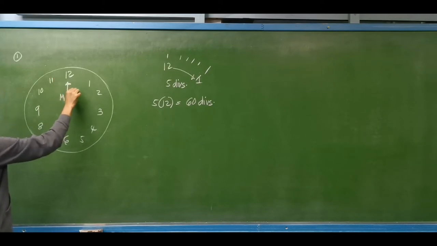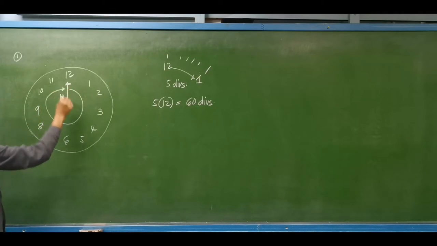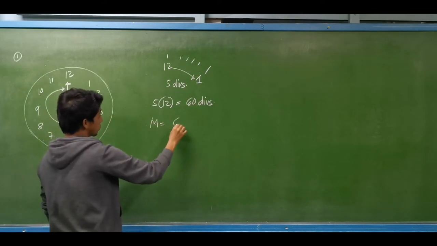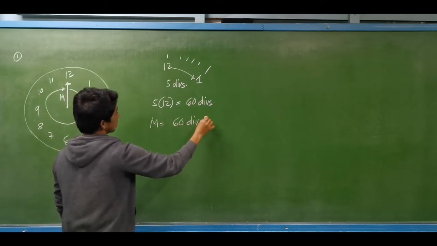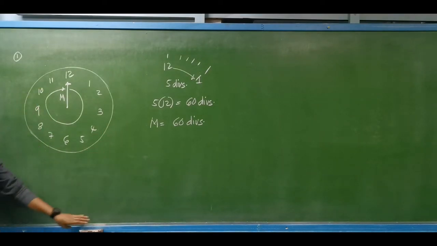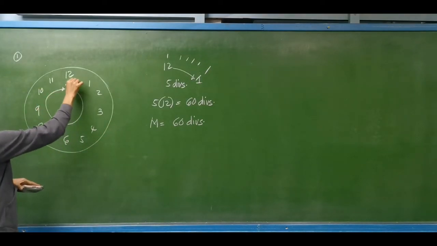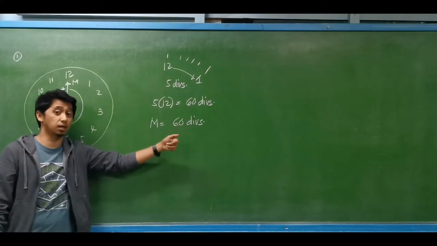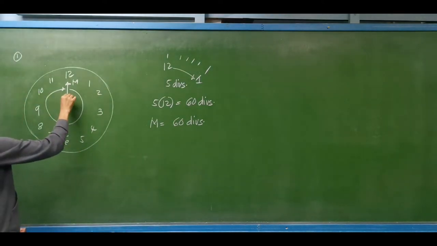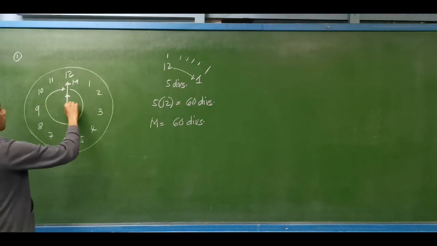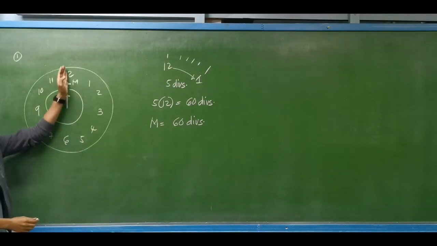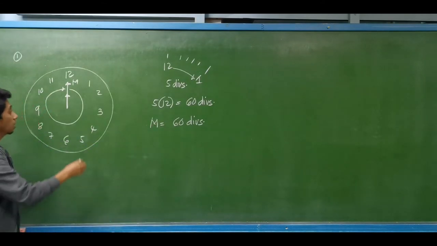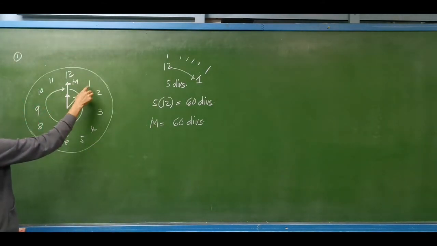For example, the minute hand is to complete one cycle around the clock. So the minute hand traveled 60 divisions. Then let us observe what will be the movement of the hour hand. If the minute hand completed 60 divisions, or one cycle around the clock, the hour hand, which is the shorter one, will now be pointing somewhere else. For example, we started at 12 o'clock. After one cycle of the minute hand, or 60 divisions, the hour hand is now pointing to 1.